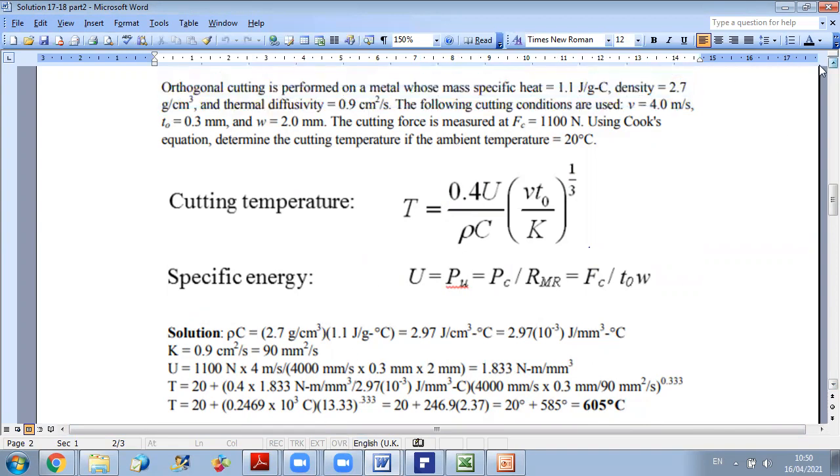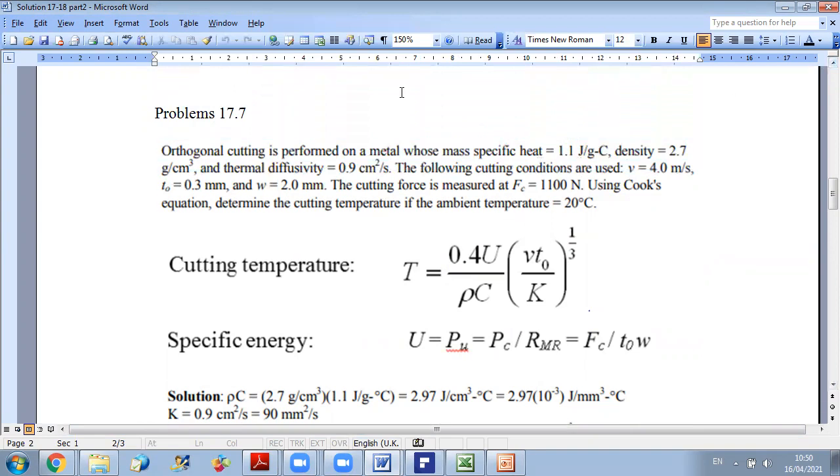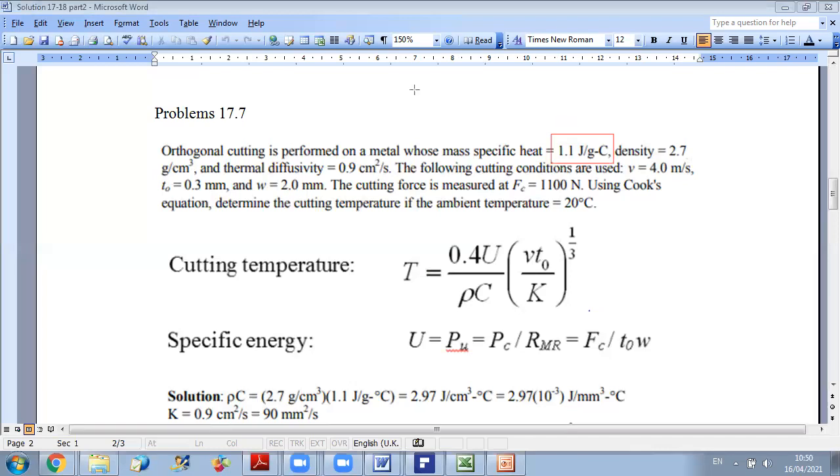They gave me everything. If you check the units here, the specific heat is given in joule per gram Celsius, and the density is given in gram per centimeter cube. So when I multiply rho times C, gram will be simplified, and I will get my result in joule per Celsius centimeter cube. I should pay attention here also that I should convert to millimeter cube, because the value of internal energy I get is in Newton meter per millimeter cube.